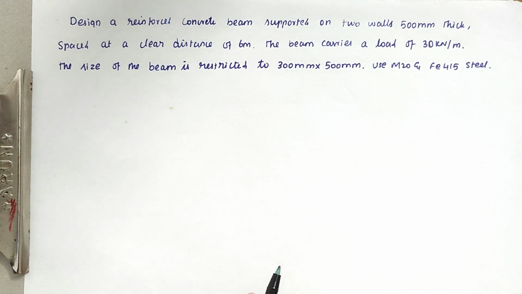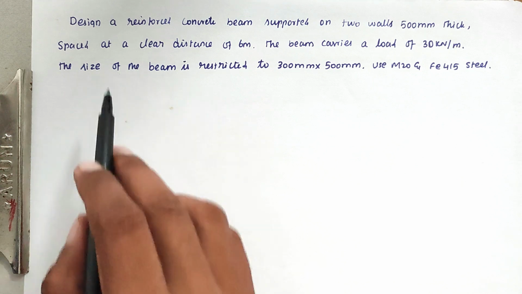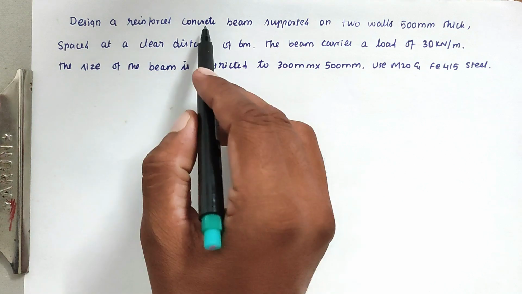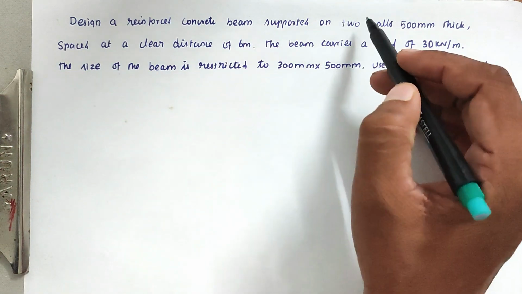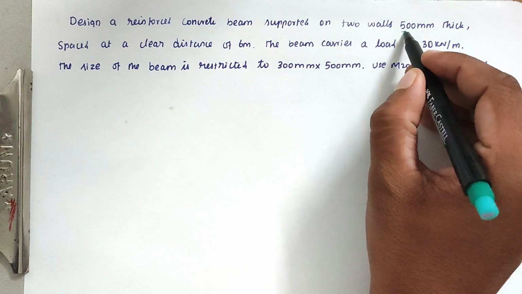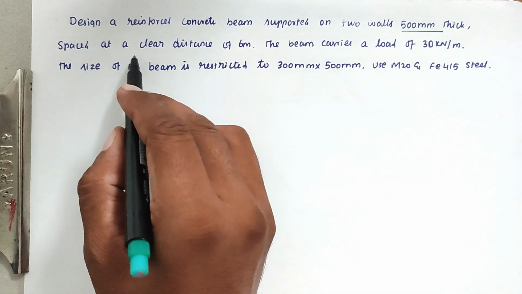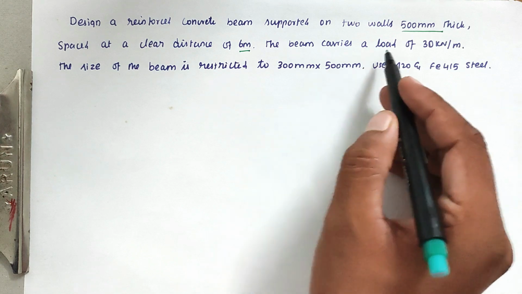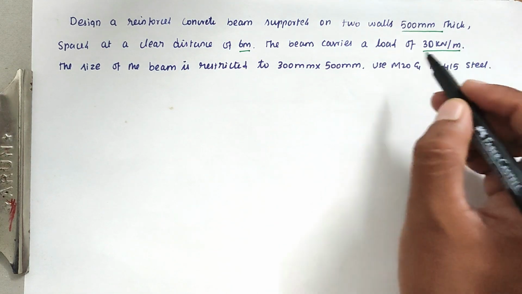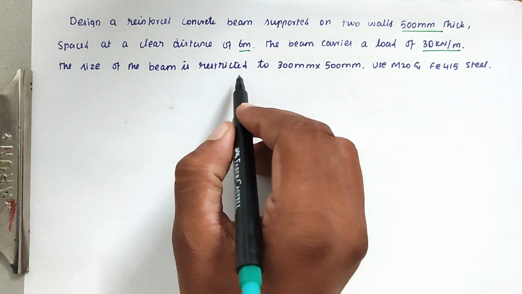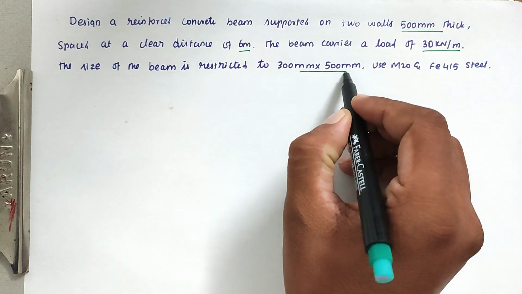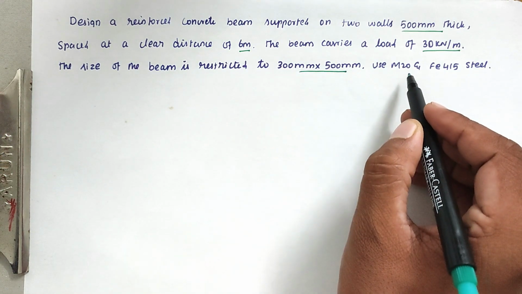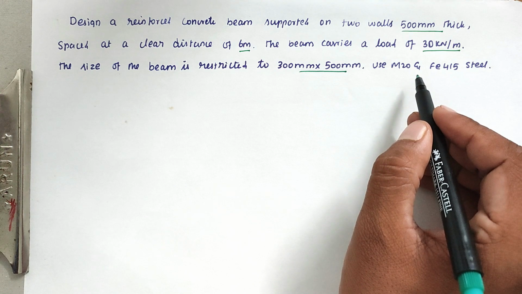Today we are going to see the problem related with the design of reinforced concrete elements in the topic of doubly reinforced beam. So the problem is: design a reinforced concrete beam supported on two walls that are 500 mm thick, spaced at a clear distance of 6 meter. The beam carries a load of 30 kN per meter. The size of the beam is restricted to 300 mm into 500 mm. Use M20 and Fe415 steel.